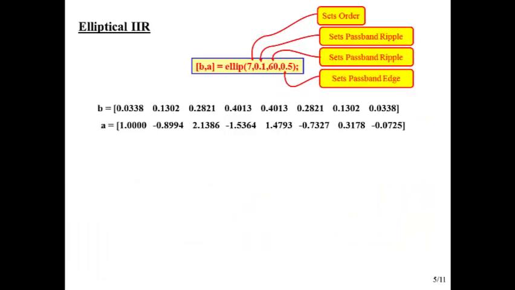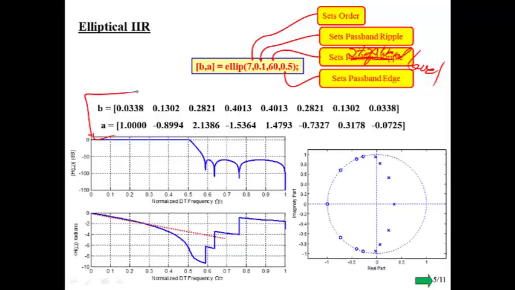Here's a design of the elliptical IIR filter using the command ellip, and again we can set different things. Now with this one, we have the ability to set passband ripple. I've got a typo here. This should be stop band level. Stop band level. And we can set the passband edge. So here I set the passband edge to 0.5. And here are the coefficients that come out from that.